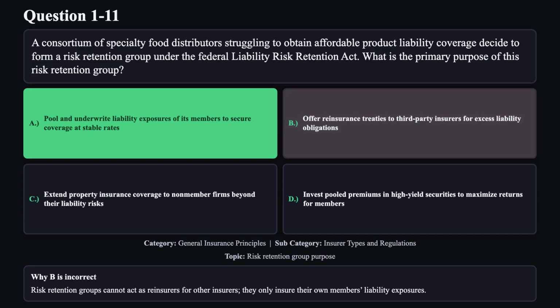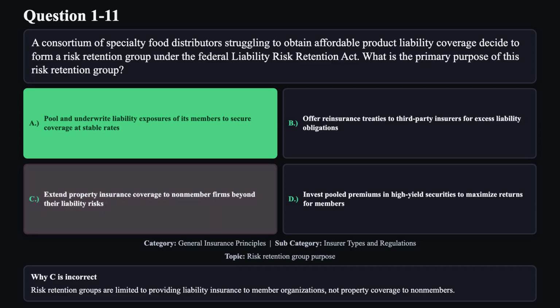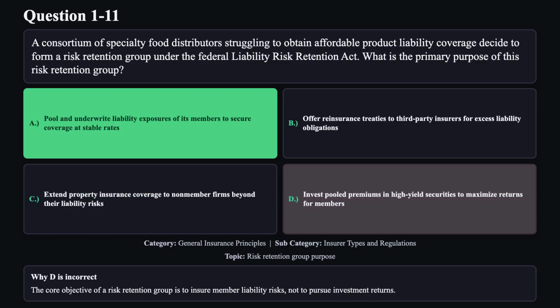Reason B is not correct. Risk retention groups cannot act as reinsurers for other insurers. They only insure their own members' liability exposures. Reason C is not correct. Risk retention groups are limited to providing liability insurance to member organizations, not property coverage to non-members. Reason D is not correct. The core objective of a risk retention group is to insure member liability risks, not to pursue investment returns.